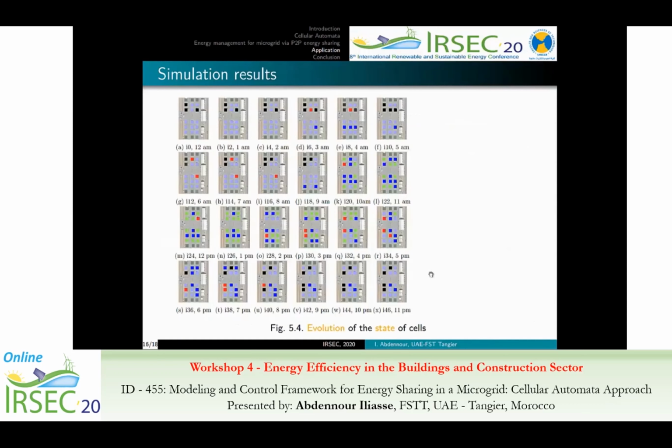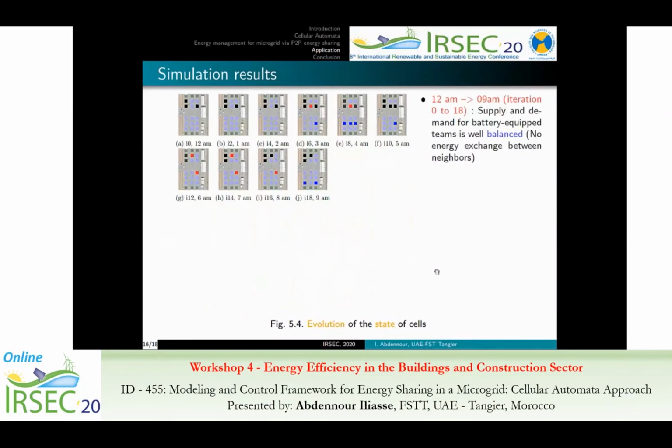Okay, this is the simulation result, and we can say that it's divided into 3 parts. The first one is from iteration 0 to 18. Supply and demand is well balanced. There is no exchange of energy between neighborhoods. It's normal because there is not any solar radiation.